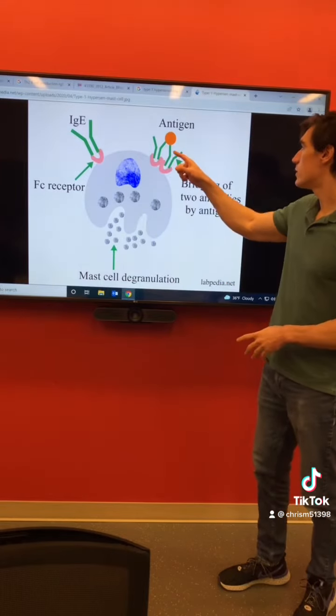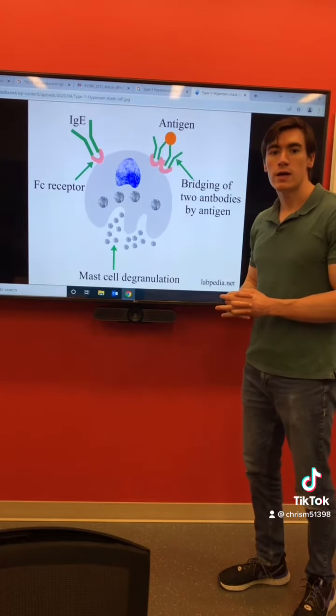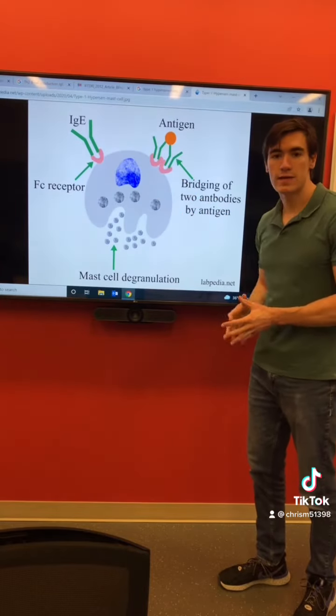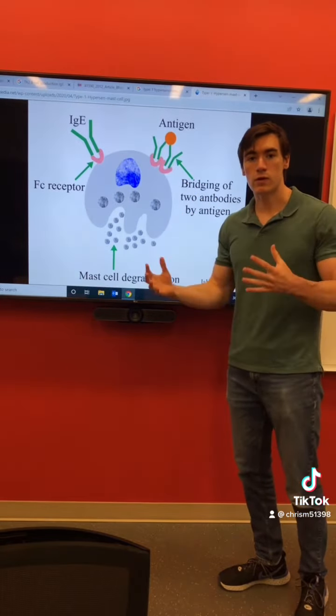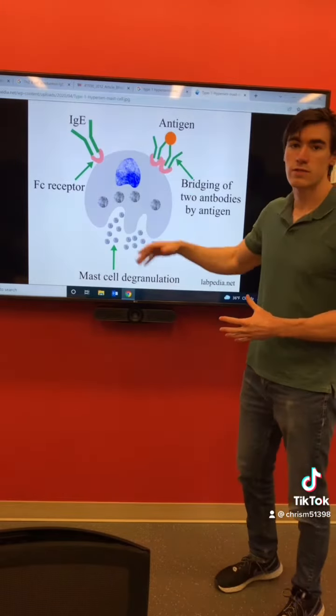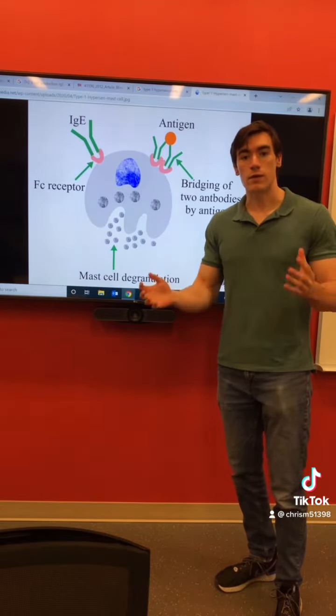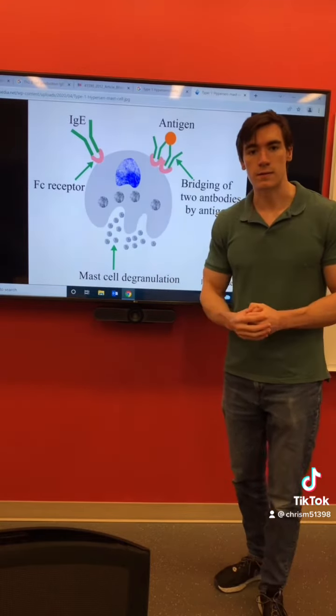This allergen is going to bind to the domain on the IgE immunoglobulin that is found on the surface of the mast cell. This is going to stimulate some cross-linking, and it's going to cause degranulation of the mast cell, and it's going to release the contents of its granules, including a very important molecule called histamine.